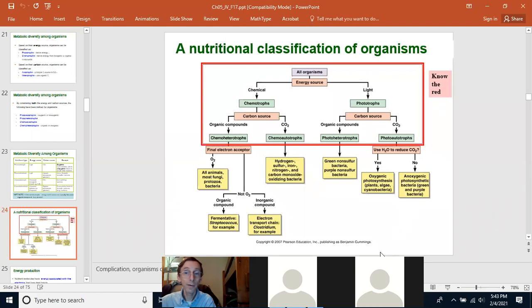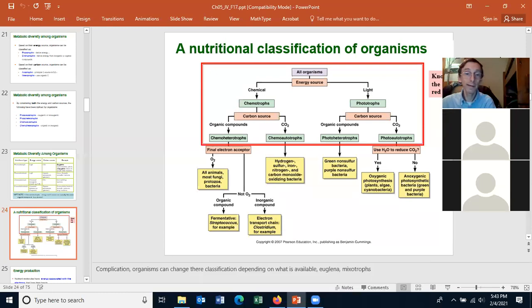All right, if there are no questions, let me warn you that this is a little bit of an oversimplification. There are complications, and that is an organism can change its classification depending on what is available. Some of you may have studied Euglena. It's a green little protist found in pond water. If there is no sugar dissolved in the water, or no organic molecule, we'll just say sugar, then as long as there's light, the Euglena will act as a photoautotroph. It gets its energy needs from light and its carbon needs from CO2. So Euglena is perfectly happy working as a photoautotroph.